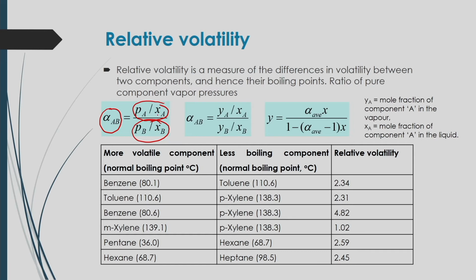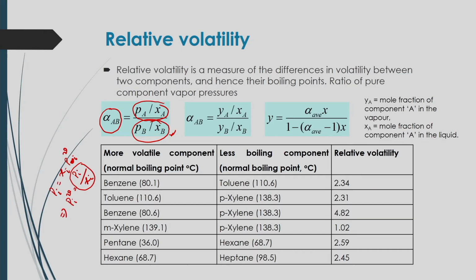Why is it called vapor pressure? Because from Raoult's law, the partial pressure is equal to xi times the vapor pressure of that component. So the vapor pressure of a component is simply the partial pressure divided by its mole fraction. For component A, the vapor pressure is Pa by Xa, and similarly for component B it is Pb by Xb.